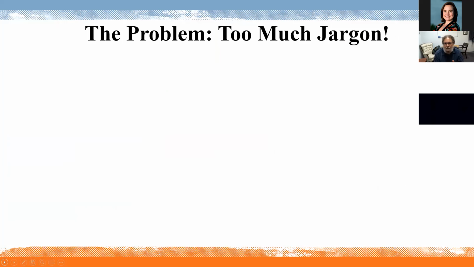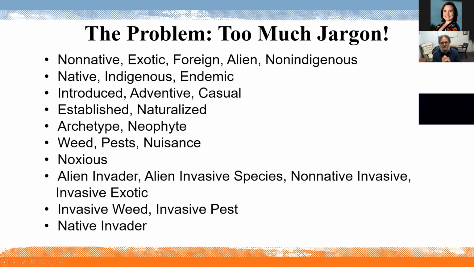So what is the problem here? The problem that we're trying to address is too much jargon. There's just too many terms pertaining to invasive species and the processes leading to biological invasion. And I made this slide up in a couple minutes. I just thought of all the different terms that I could think of off the top of my head. I could get more if I thought about it and dug a little further. This just illustrates how many terms we have pertaining to invasion.